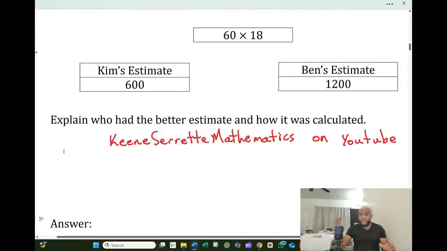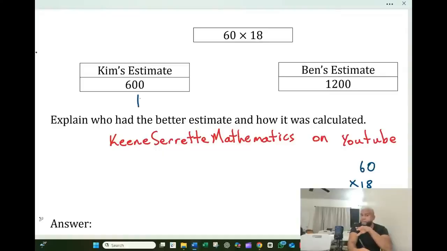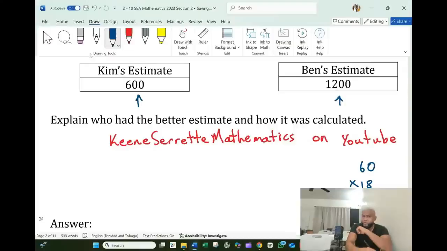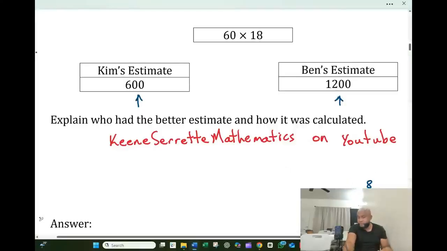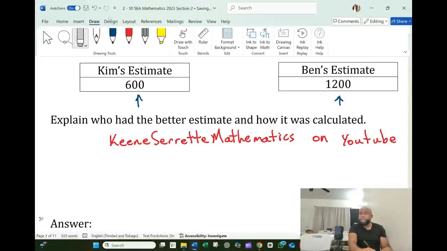So here is what I gather from this. I would first multiply 60 by 18. Moreover, they say, explain who had the better estimate and how it was calculated. So we have to figure out how Kim got this and how Ben got this. So what I was going to do would not work. We need to take a different route. Now, for the better estimate, we should still probably calculate it first. Let me just calculate it.